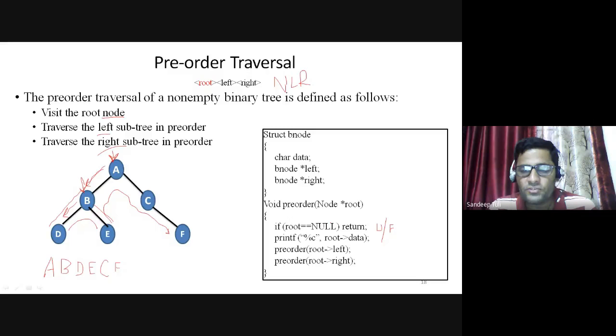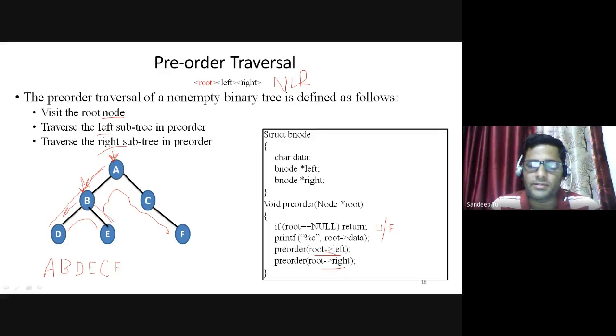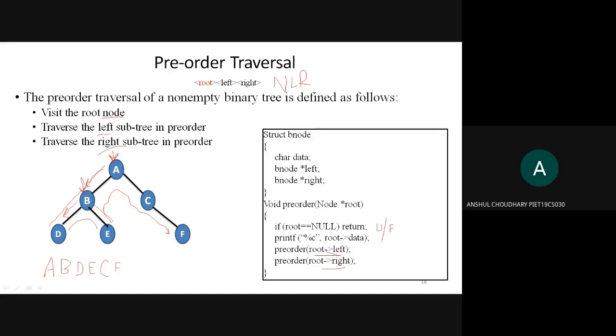Otherwise, first of all, we will print the data. The root data, whatever it is; right now it is A, so A will be printed. Then pre-order will be called again with the root of left. As I told you earlier, a new pre-order call happens and the value of that subtree will be B. The root will be B. Is it okay? Then once it is completed, the right node will be called with the same function. This is the recursive form of the pre-order traversal. Is it okay? Yes, sir.